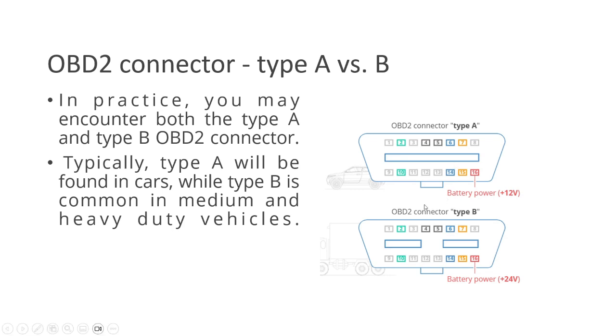So from this you can clearly assume that type A is used in cars and small vehicles, whereas type B is used in medium and heavy duty vehicles. It is supported by 24 volts.